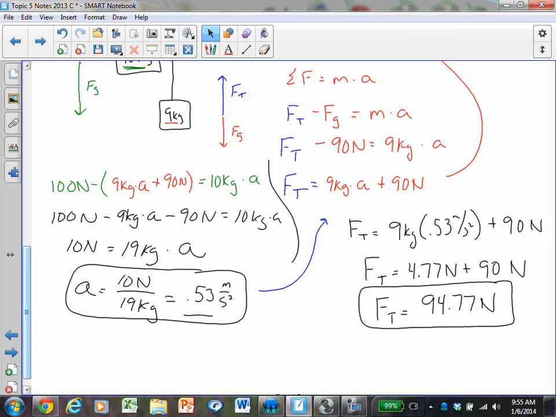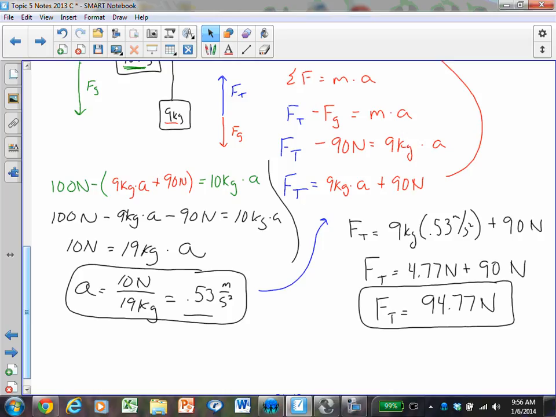Okay, so that's an Atwood machine to find the acceleration and the tension force. Yeah, right? Because one's going to accelerate down this way and the one's going to accelerate up. Well, what it really is, one's going down and one's going up. But if you took it and put it in a straight line, they're both accelerating the same way.